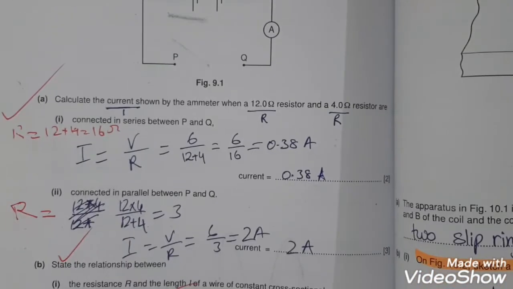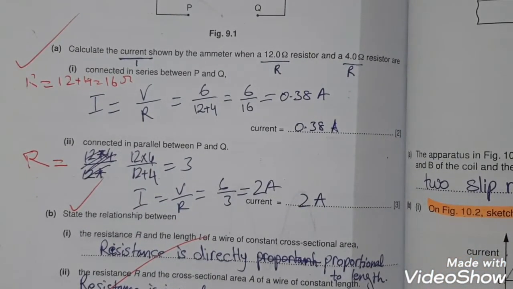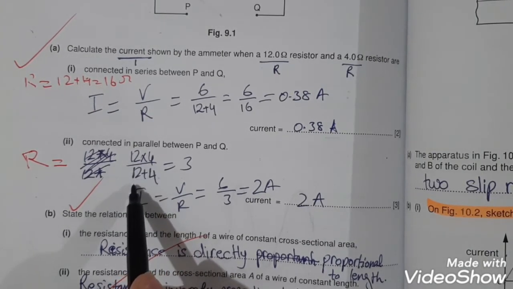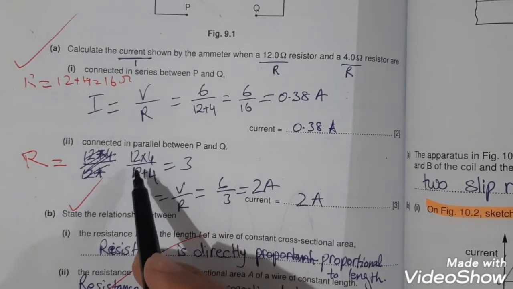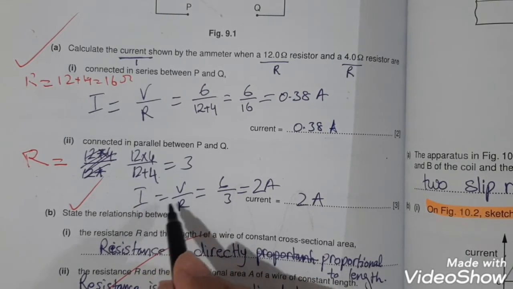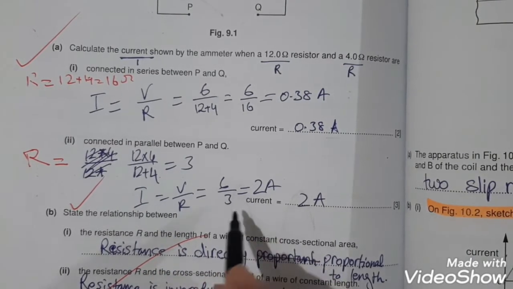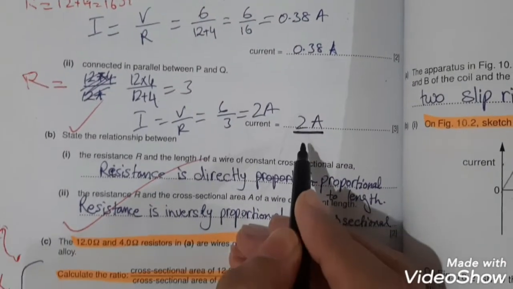Then part 2 states connect in parallel between P and Q. So R is equal to 12 multiplied by 4 divided by 4 plus 12, which is equal to 3, because 48 divided by 16 is 3. So I is equal to V divided by R. So 6 divided by 3 is 2 amps. So the current will be 2 amps, and 2 A will be the final answer.